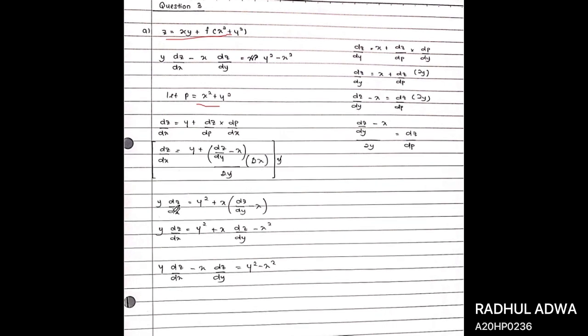and we get y dz over dx equals y squared plus x in bracket dz over dy minus x, and we can multiply x in the bracket. We will get x dz over dy minus x squared. We can move x dz over dy to the left side, and we will get the answer y dz over dx minus x dz over dy equals y squared minus x squared.